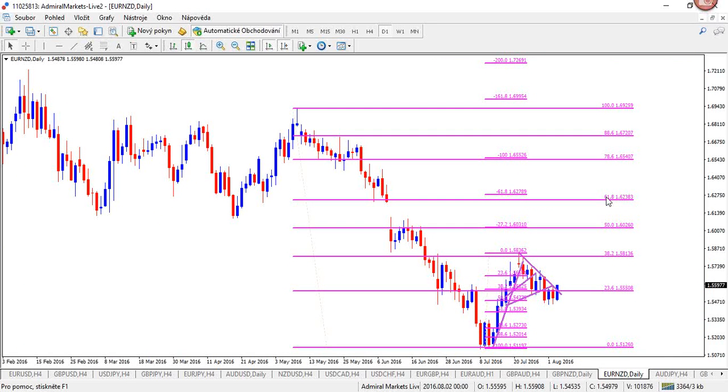Let's see, what are the numbers referring to? I think you're talking about these fibs, but if not, let me know. And these fibs, well, these are ratios, fib ratios, basically, and they show support and resistance levels. So that's the very quick answer.